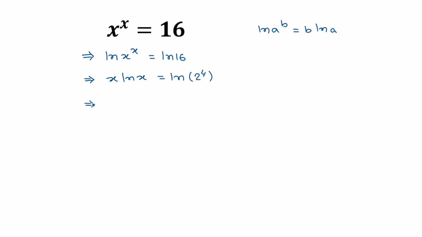Or we can write x is equal to e to the power of ln of x. Now applying this, we can write x as e to the power of ln of x. So x is e to the power of ln of x times ln of x is equal to, again applying this formula to the right side, ln of 2 to the power 4, which is equal to 4 times ln of 2.